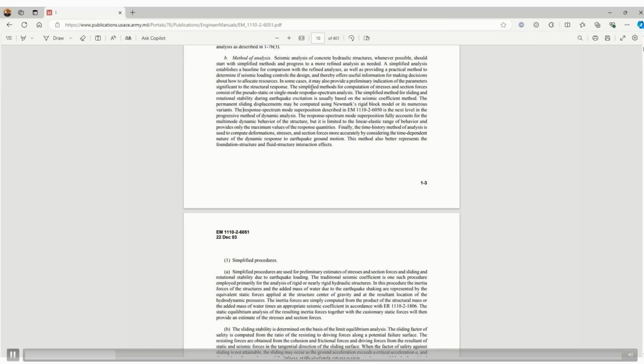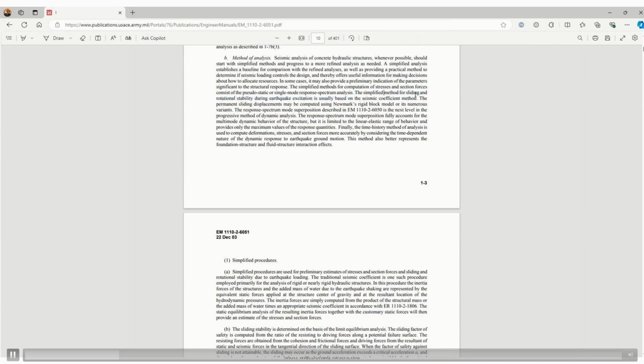Okay, so we are not doing this response spectrum analysis. We are performing the straight away time history analysis. The simplified method for sliding and rotational stability during earthquake excitation is usually based on the seismic coefficient method. So this we have already carried out.